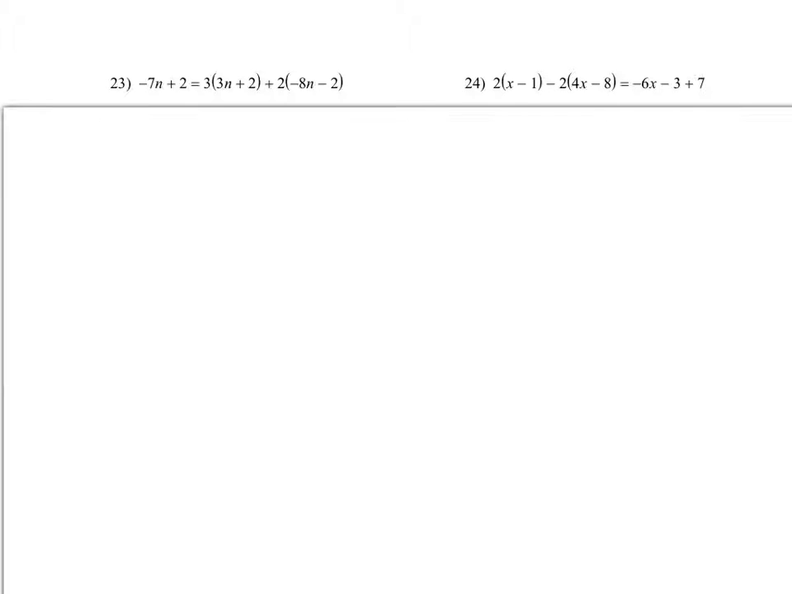All right, next up here, same idea again. We're going to distribute into here, so we get 2x minus 2. And then this one we need to distribute a negative 2, so that's going to be negative 8x plus 16. And then I'll just combine those like terms. So I have negative 6x there with the positive 2 and the negative 8. And then minus 2 plus 16 is plus 14.